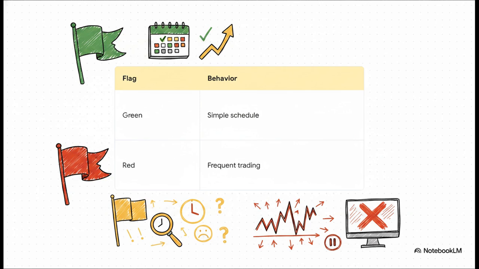So if you're using simple execution and just investing on your set schedule, that's a huge green flag. Keep going. Now, if you're feeling tempted to perfectly optimize your entry points, maybe checking the charts in the middle of the day, that's a yellow flag. Time to pause and review those long-term goals. But if you find yourself setting stop orders and trading frequently out of pure panic or fear, that is a massive red flag. You literally need to step away from the screen immediately.